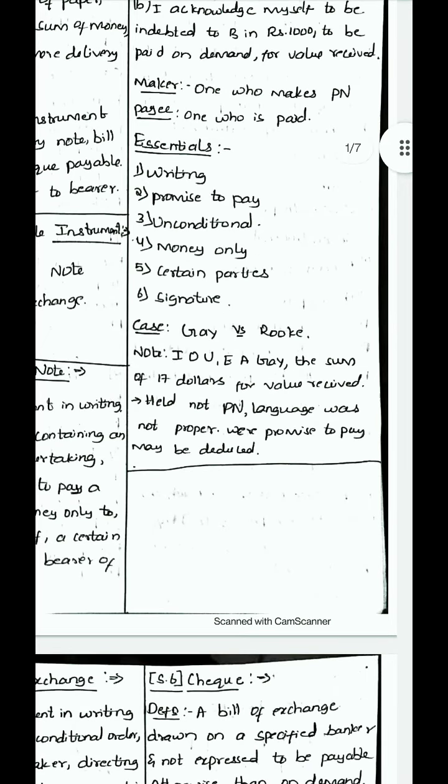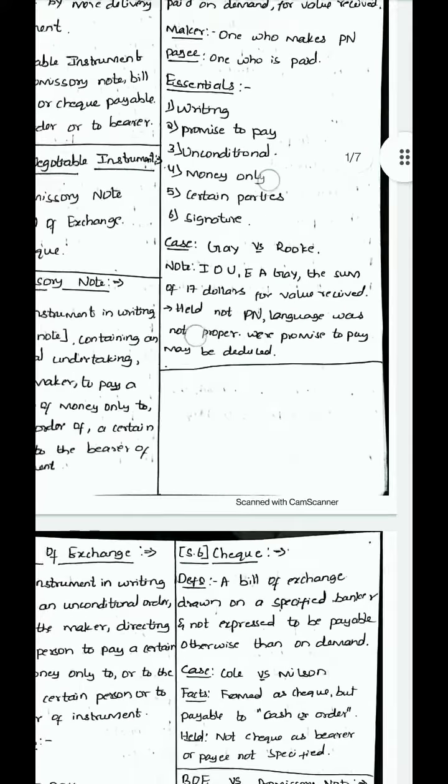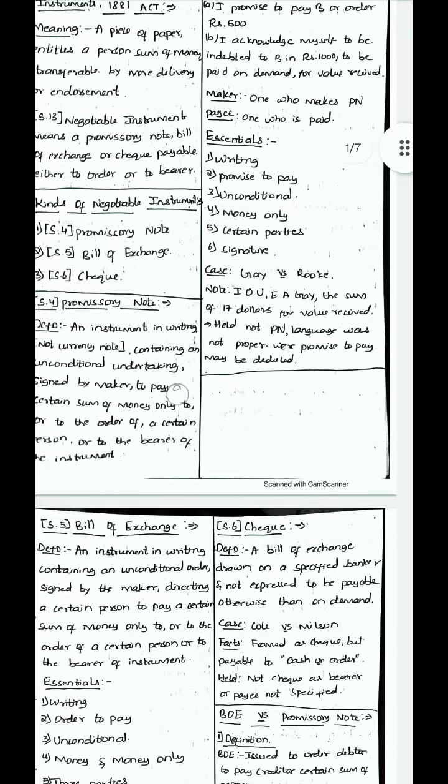The case law is Gay versus Rook. In this, Mr. Rook wrote a note to Gay as: IOU Gay, the sum of $17 for value received. It was held that this is not a promissory note, as the language used was not proper, and a promise to pay cannot be deduced from this note. You cannot say that Rook is promising here to Gay that he will pay. There is no promise here. The language used is not proper. So this is a promissory note.